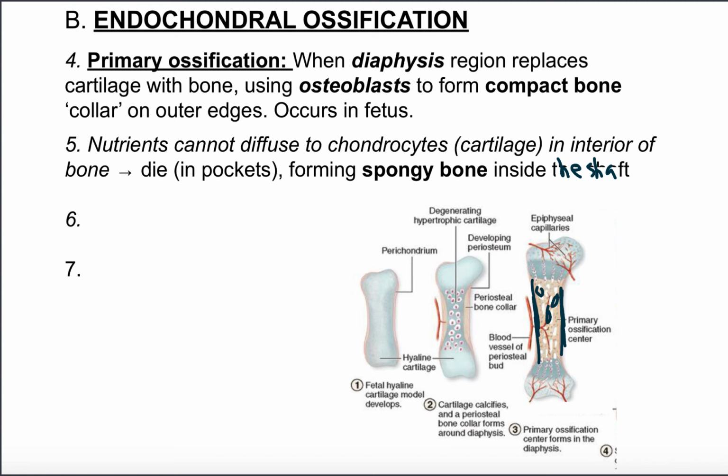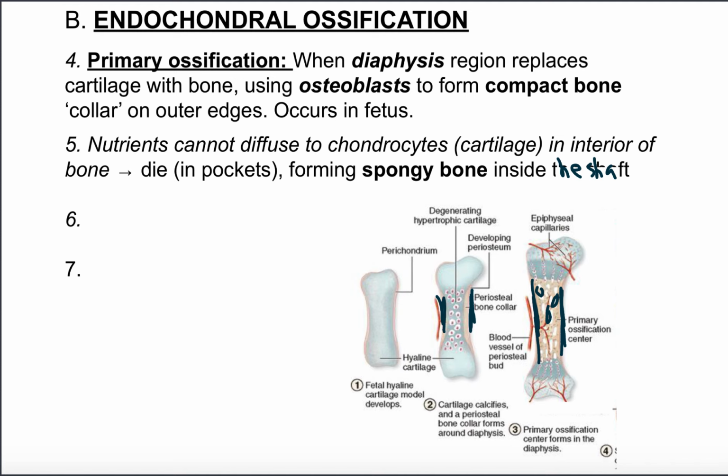So basically what happens is the outside forms compact bone and then kind of starves out the cartilage on the inside, which then forces it to get holes, which then those holes allow delivery of osteoblasts to the inside, and then that network honeycomb inside gets to form bone. So now we have spongy bone on the inside where the shaft is.